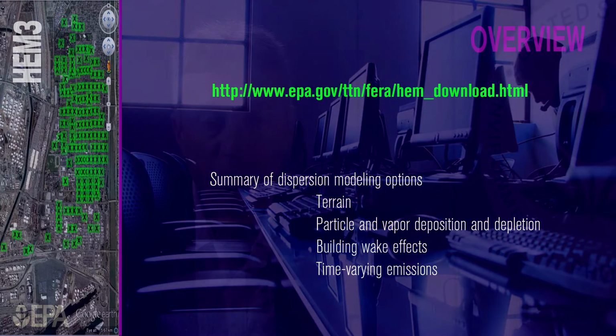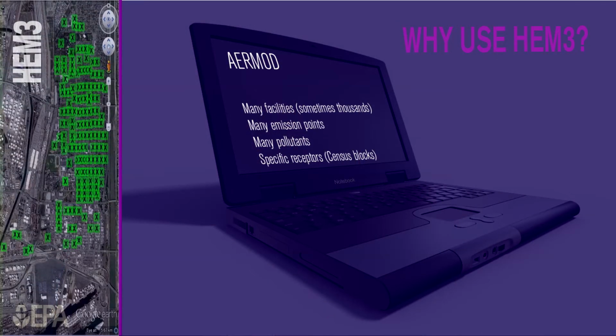A natural question to ask is, why use HIM? Why not just run AirMod by itself? There are several answers to this question. First, running AirMod by itself for a few facilities is feasible, but you may need to do dispersion modeling for many facilities, sometimes hundreds or even thousands, with multiple emission sources at each facility and with multiple pollutants from each emission source. AirMod is a single pollutant model, so HIM does a lot of the accounting for you.